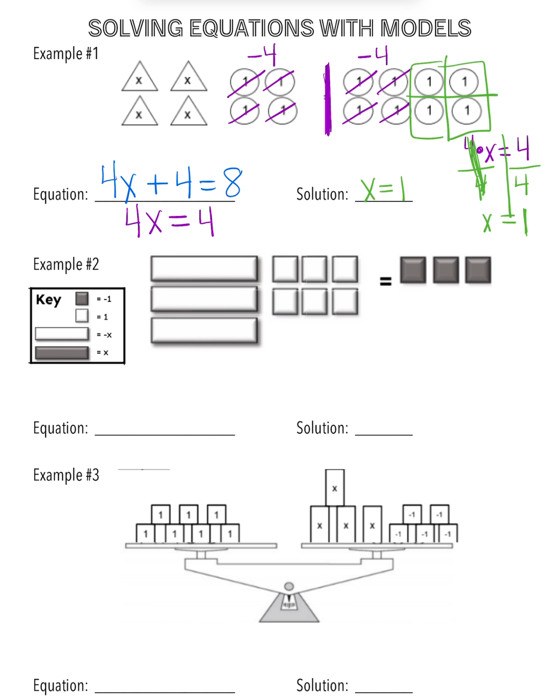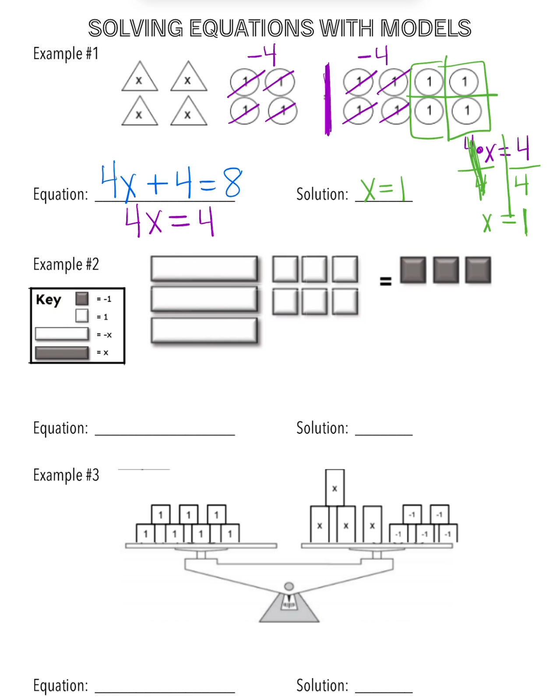So our second problem, we have a key this time, so we can look and we can see, okay, so my shaded in rectangles are going to be equal to x, and my white rectangles are going to be equal to negative x, and then my little white squares are going to be equal to positive 1, and my gray squares are going to be equal to negative 1, all right? So I need to go ahead and write my equation right now.